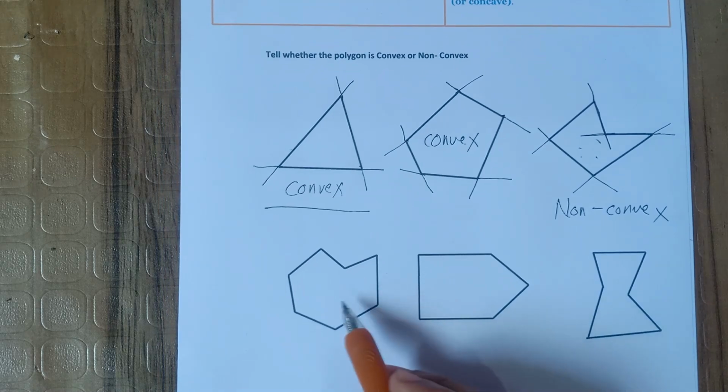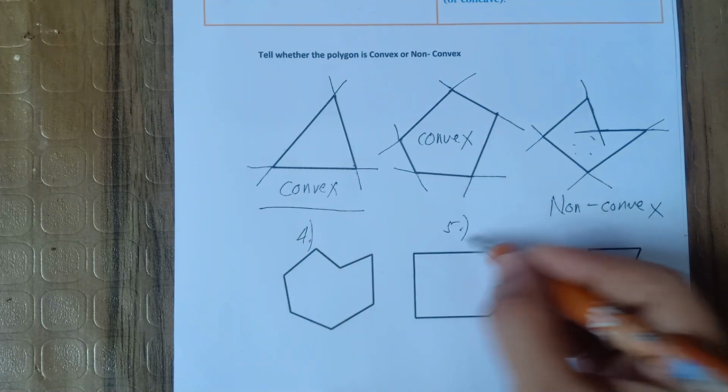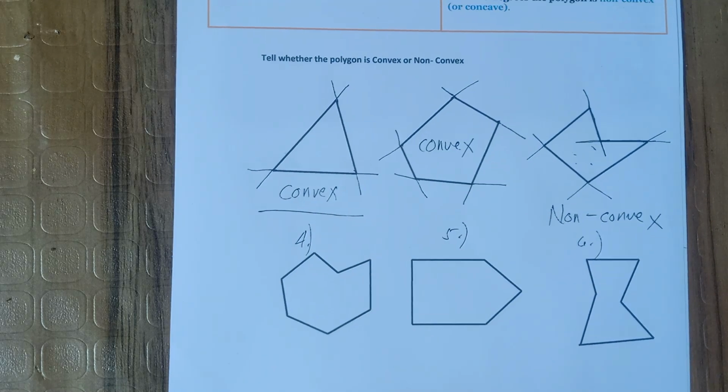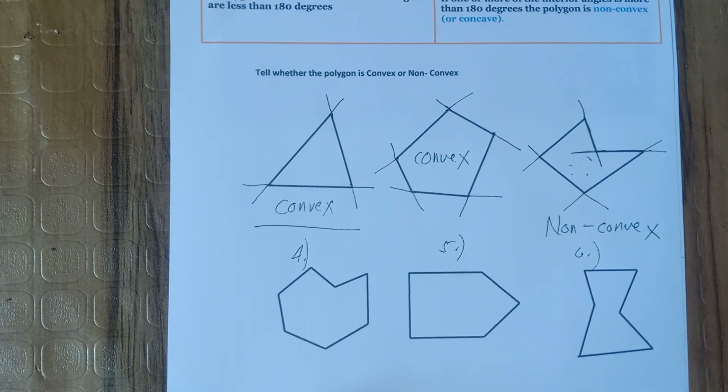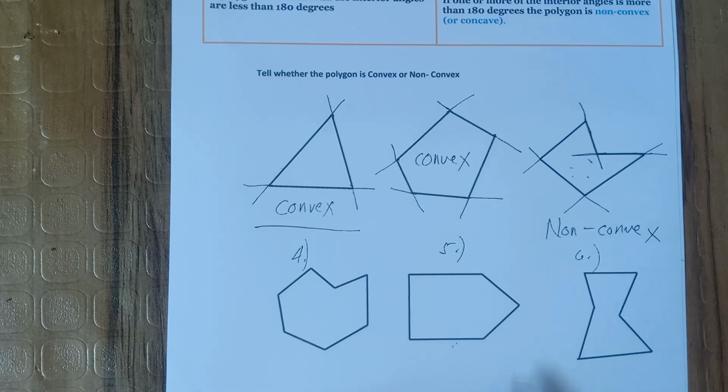Alright, so let's have this one. Last example for number 4. Then for number 5 and 6, you try this one, class, and you put your answer in the comment section down below. You tell whether for number 5 and 6 it is convex or non-convex. You put your answer, class, in the comment section down below for number 5 and 6.